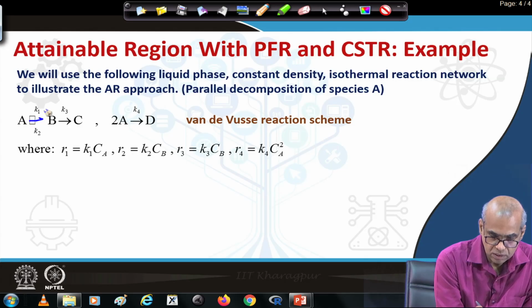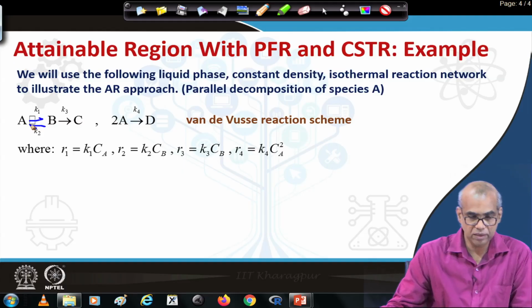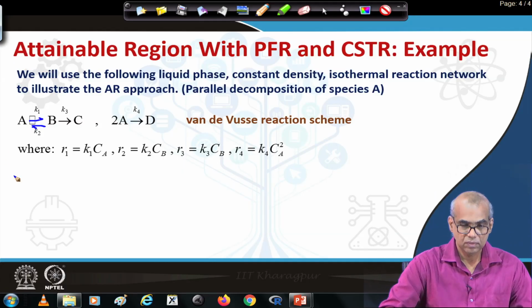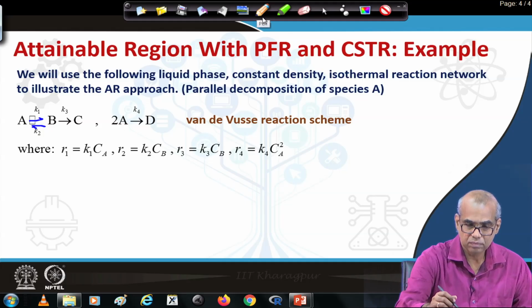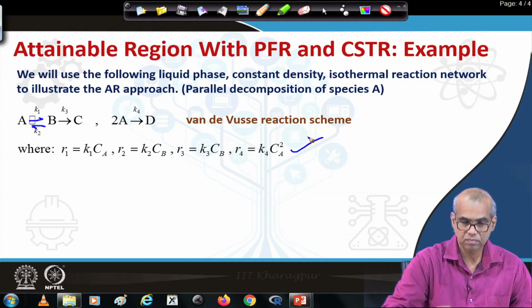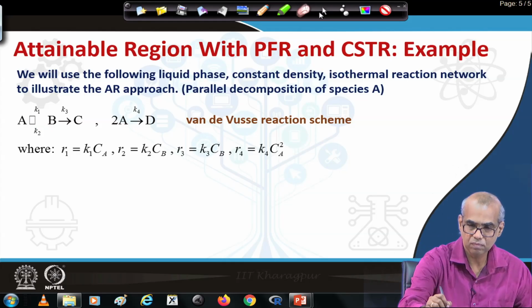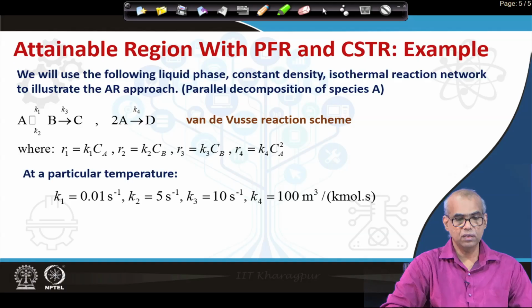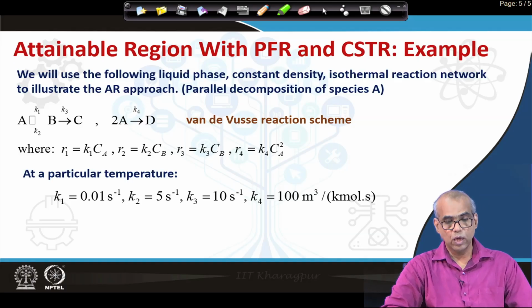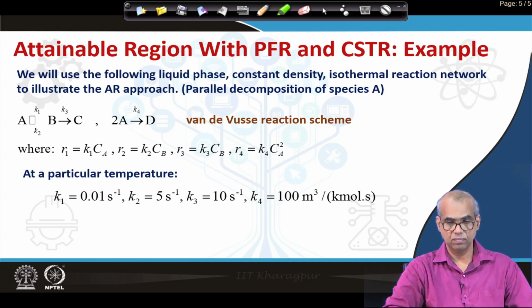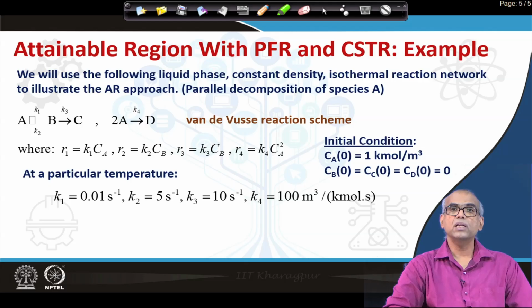So, this represents a reversible reaction. The rate expressions are given. The values of K1, K2, K3, all the rate coefficients, are given at a particular temperature. The initial conditions are given.